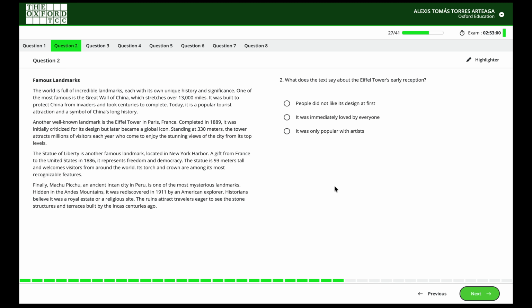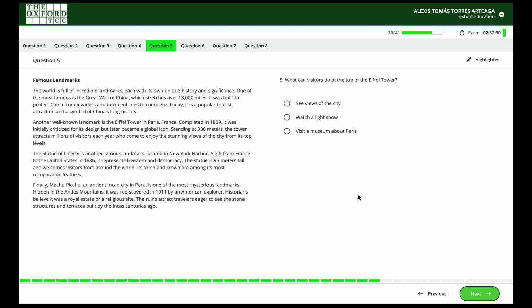What does the text say about the Eiffel Tower's early reception? People did not like the sign at first. What is special about the Statue of Liberty's origin? It was built by American workers only. It was a gift from the United Kingdom. It was a gift from France to the United States. What are some key features of the Statue of Liberty? A sword and a helmet, a torch and crown, a large book, and a shield. A torch and a crown.